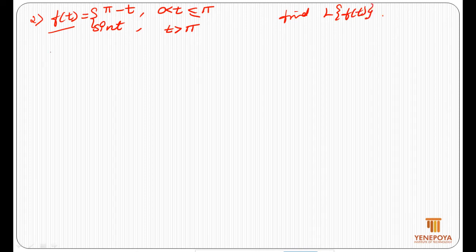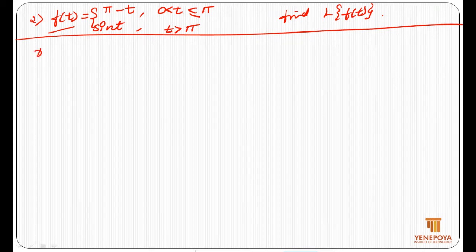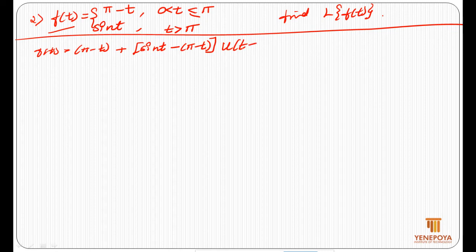Okay, so first express in terms of unit step function by using property number 3, that is f1 = π − t, plus (f2 − f1), that is (sin t − (π − t)) times the unit step function at a, that is u(t − a). Here a is equal to π. Now apply Laplace transform for this.